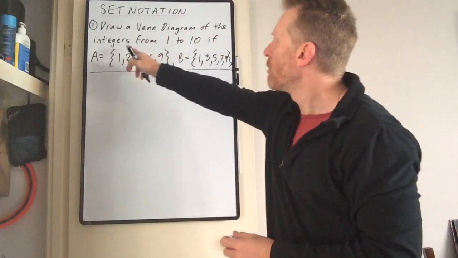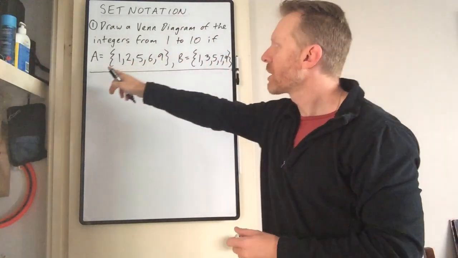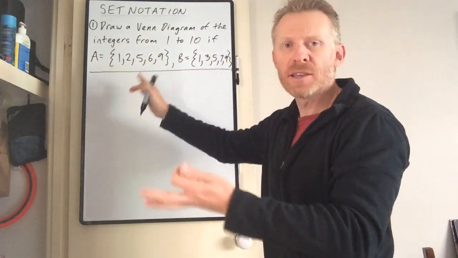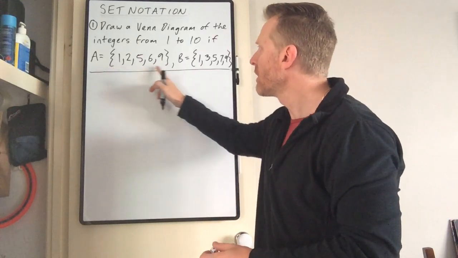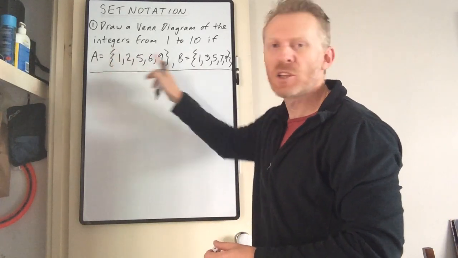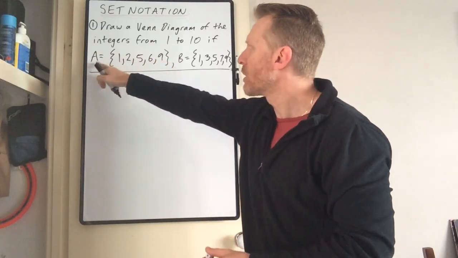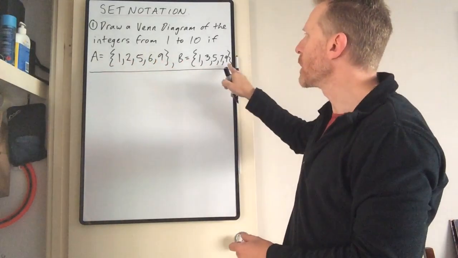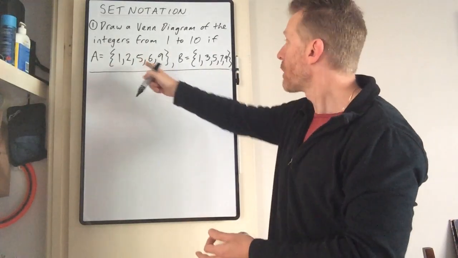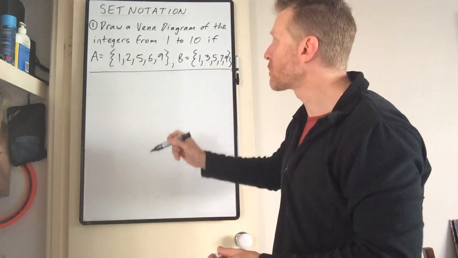Draw a Venn diagram of the integers from 1 to 10 if set A, so here's the way to draw a set, okay, you actually put some squiggly brackets, put your orderly numbers inside there and give it a name, so that's set A, there's set B. Now, you'll notice not all the numbers from 1 to 10 are in there. Let's see how this transpires.